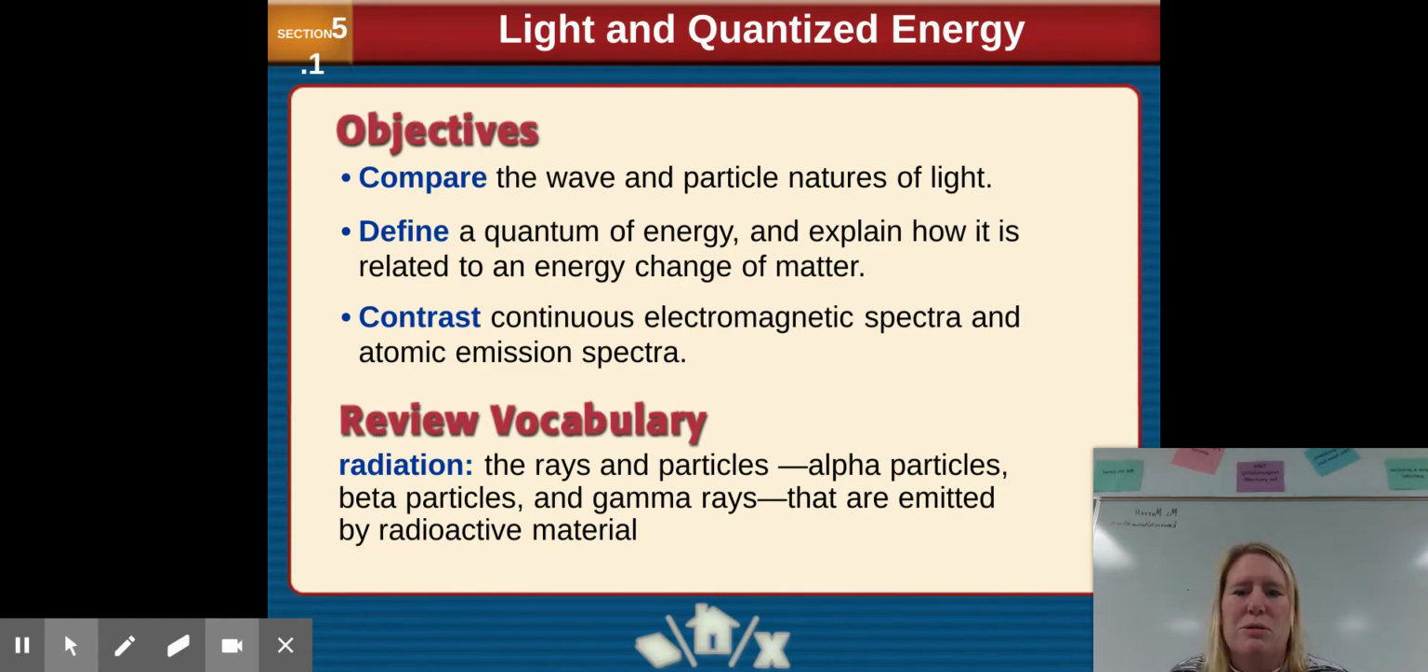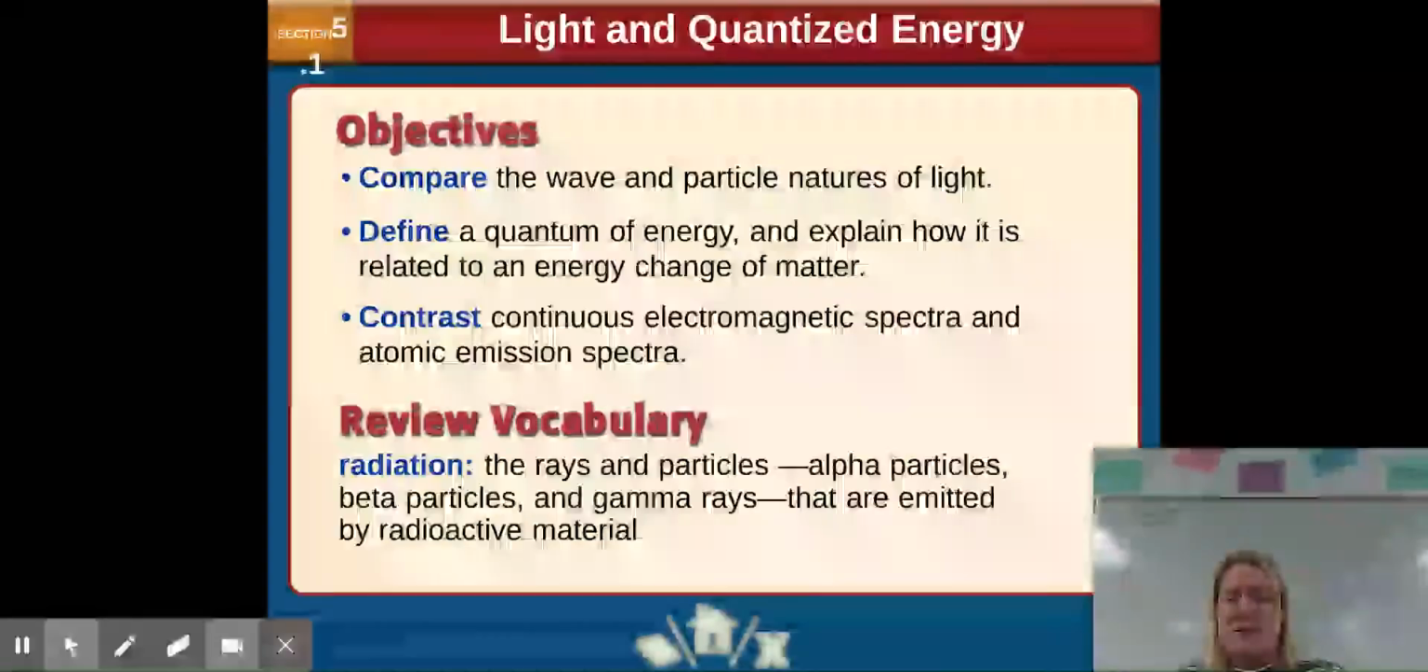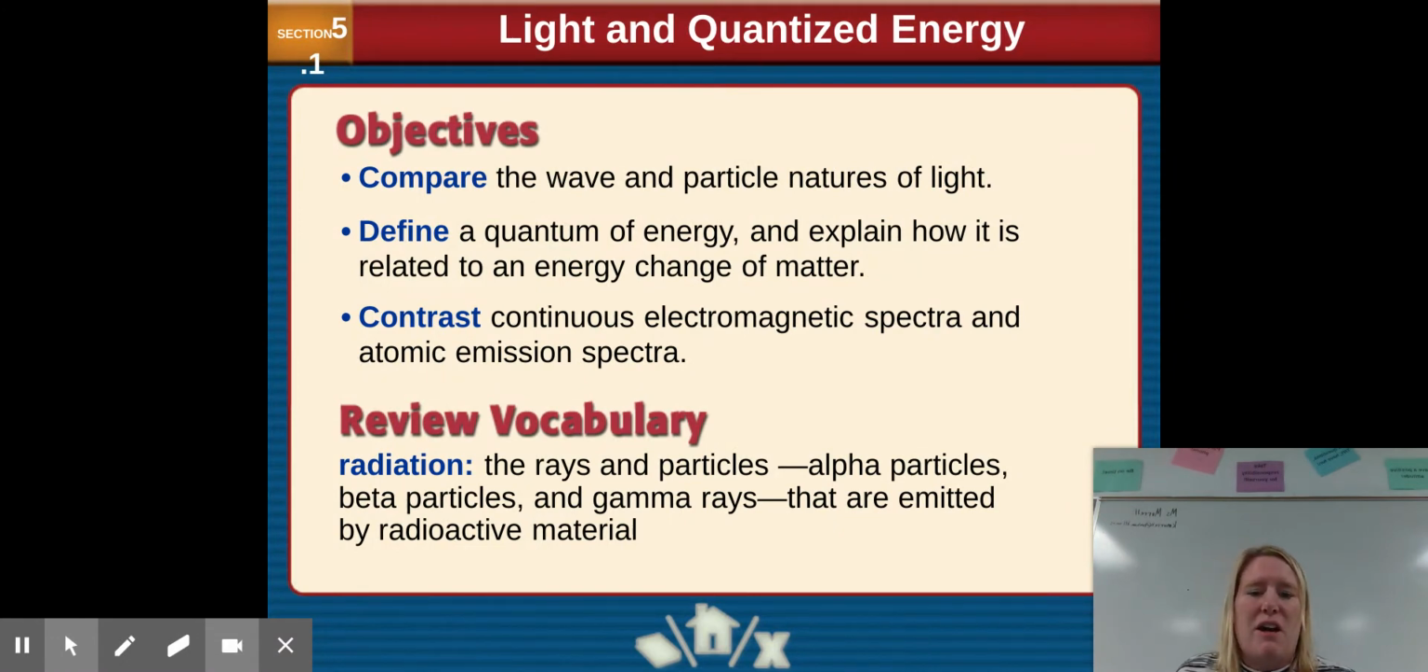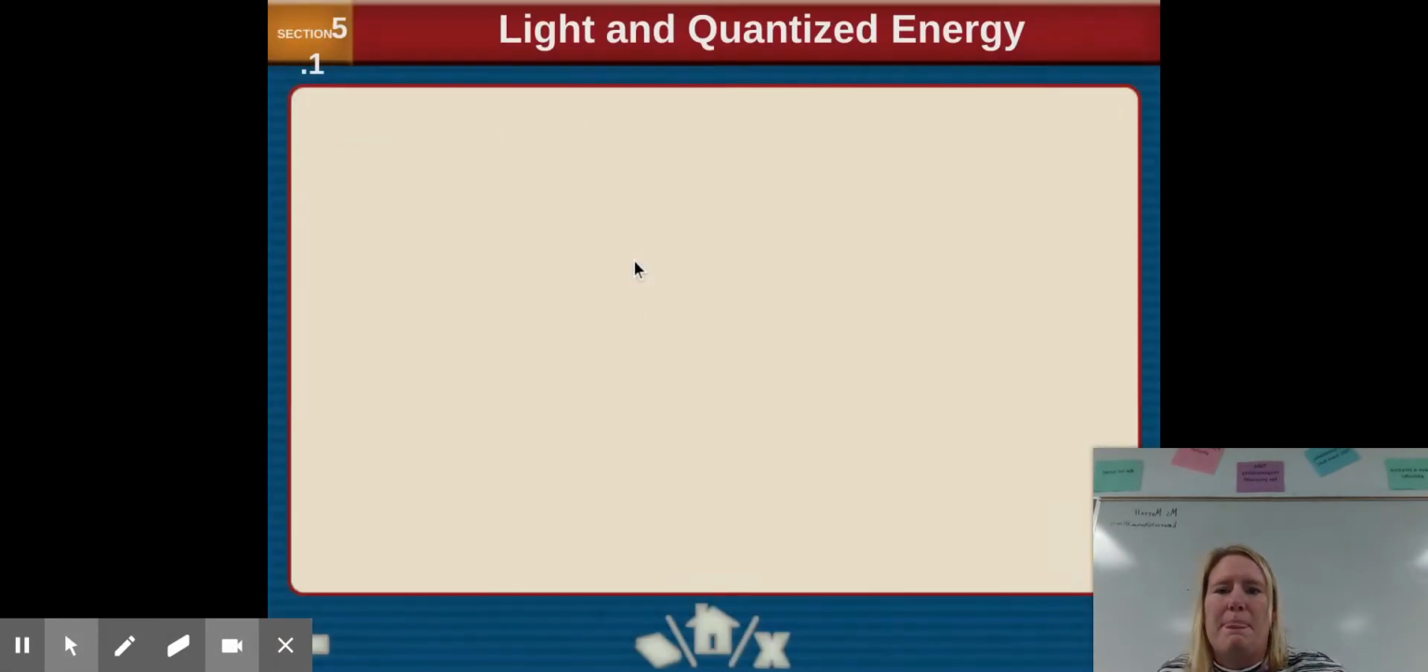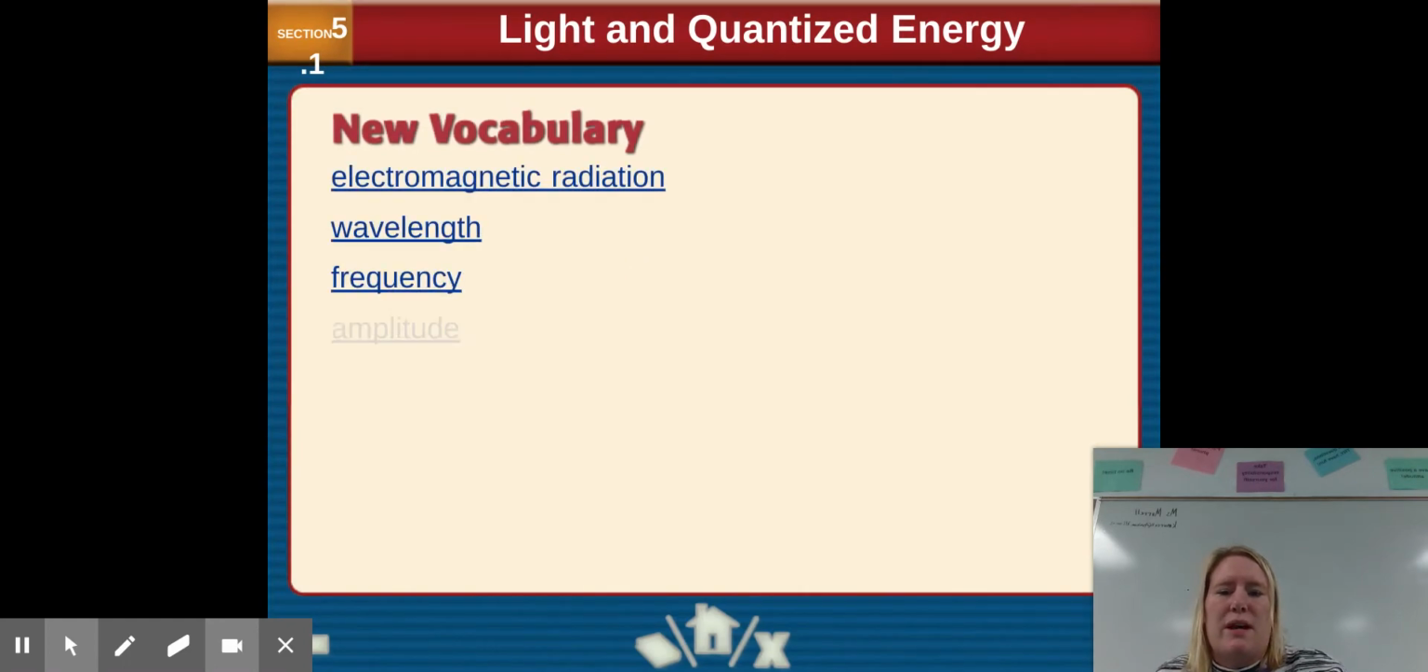So our goals are to compare the wave and particle natures of light, define a quantum of energy, explain how it is related to an energy change of matter, and contrast continuous electromagnetic spectra and atomic emission spectra. Whoa, that might sound scary, but it's not going to be. All right, so radiation is our review vocabulary. We learned that in section 4.4, so that wasn't very long ago. So we'll have some new vocabulary.